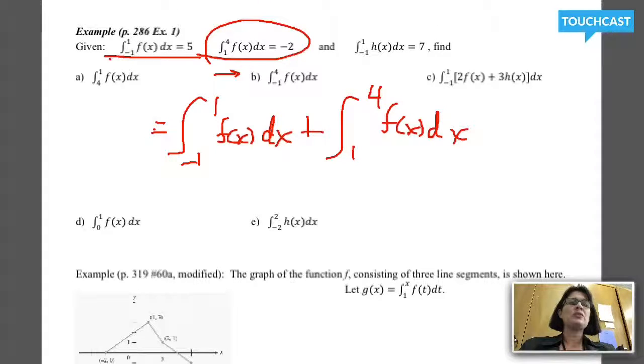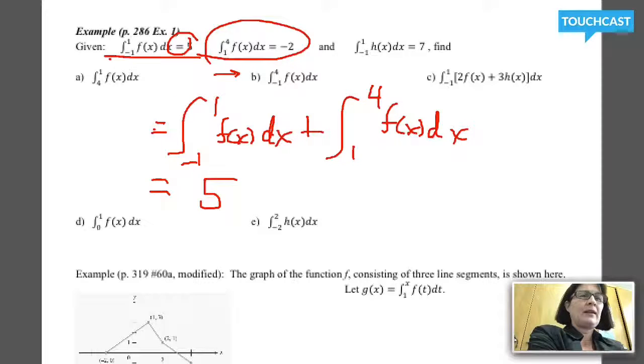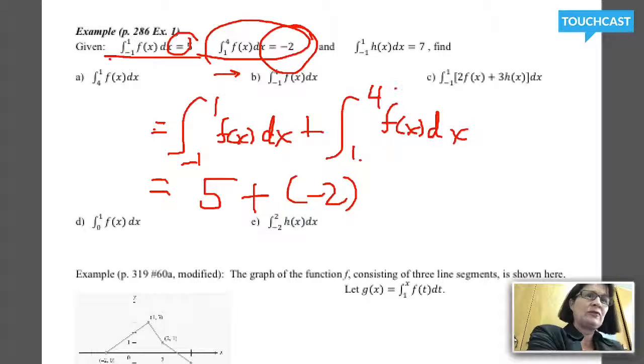Well, now that I have this new expression, I know what the integral from -1 to 1 of f of x is. It's 5. And then I have this plus sign, and the area under f of x between 1 and 4, I've been told, is -2. Notice this is a 1 and this is a 4, and I check that my limits are in the same order here. I don't have to turn that -2 to its opposite. So I get a final answer, 5 plus -2 makes 3.